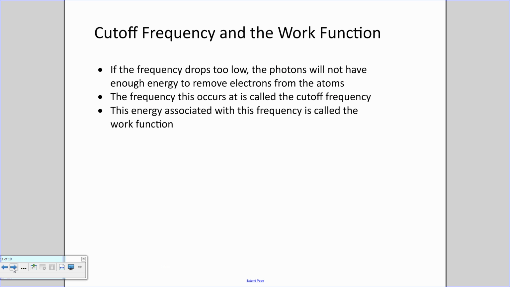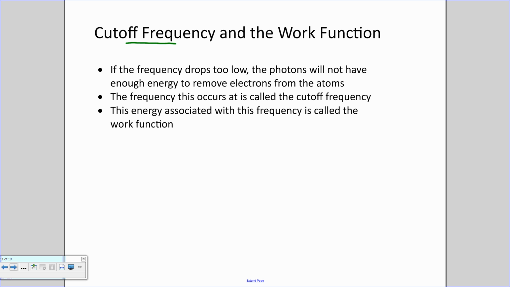All right, so that minimum amount of energy needed is known as your cutoff frequency. Sometimes it uses the word threshold frequency. This is also known in terms of energy as the work function. So the cutoff frequency is basically that minimum frequency needed to knock the electron loose.